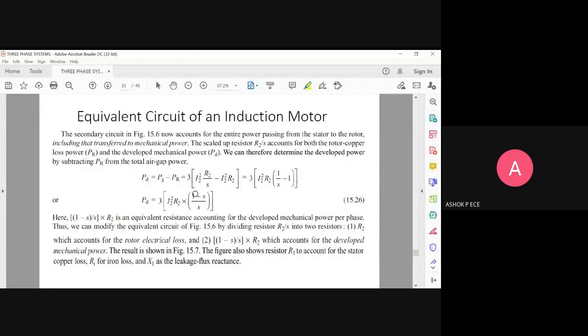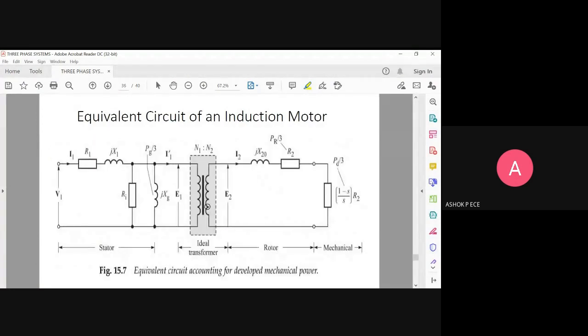So the ratio we have seen previously, 1 minus S by S, will determine the total power available in the final circuit. So the developed power PD equals 3 into I2 square R2 into 1 minus S by S. I multiply by 3 because it's three phase. R2 will account for the rotor electrical loss, and 1 minus S by S is going to be the developed mechanical power. If there is no slip, it will be fully converted into mechanical power. Because of the concept of slip, you will have the effect of slip everywhere in the power expression. So it is 1 minus S by S.